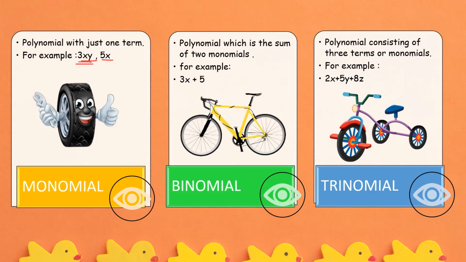I hope you are clear with monomials. Moving to binomial: a polynomial which has two terms, that is, the sum of two monomials, is termed a binomial. For example, 3x plus 5. Here x is a variable, 3x is one term, 5 is another term, and 5 is a constant. So this is a binomial.